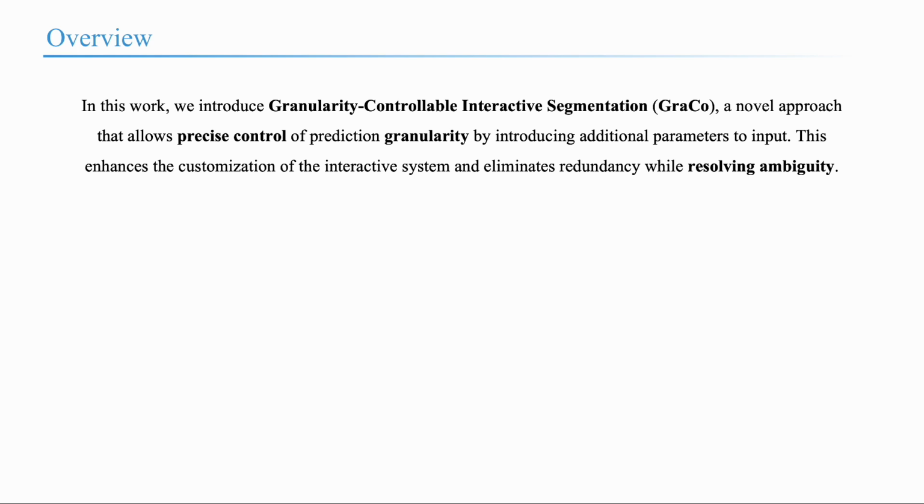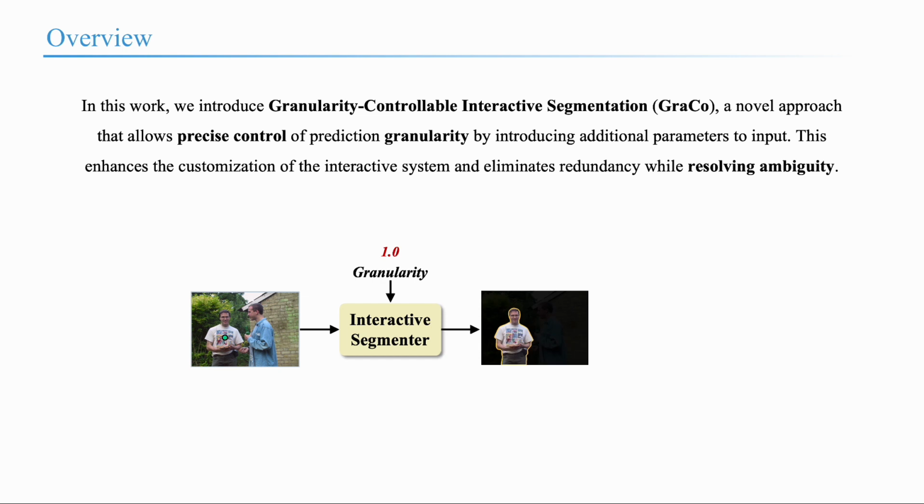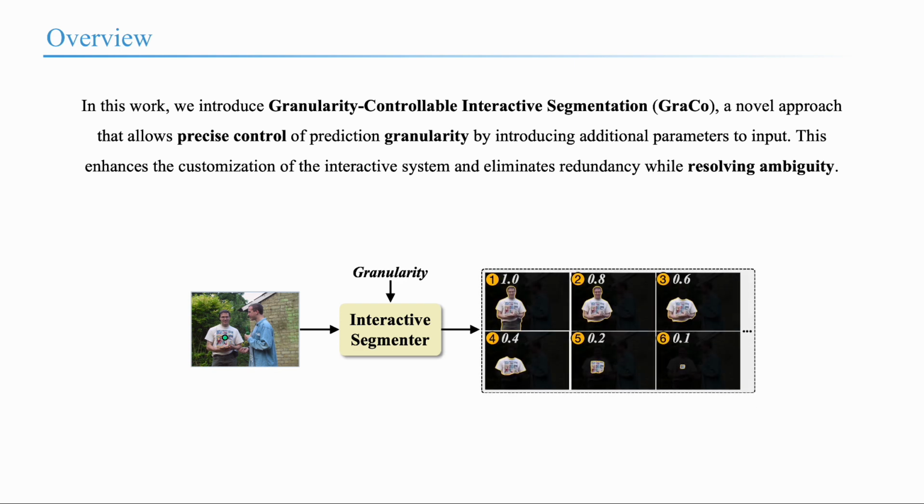In this work, we introduce Granularity-Controllable Interactive Segmentation, GraCo, a novel approach that allows precise control of prediction granularity by introducing additional parameters to input. This enhances the customization of the interactive system and eliminates redundancy while resolving ambiguity.